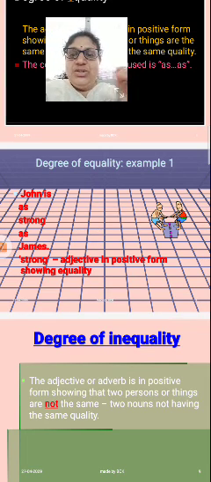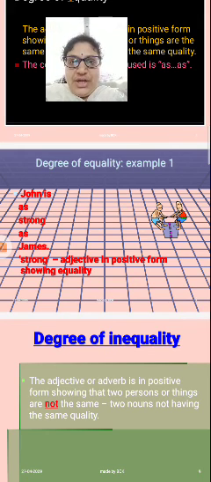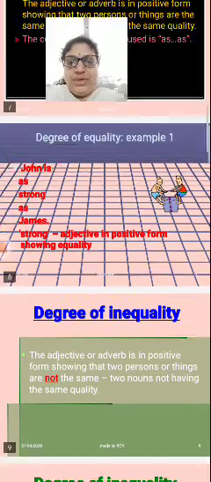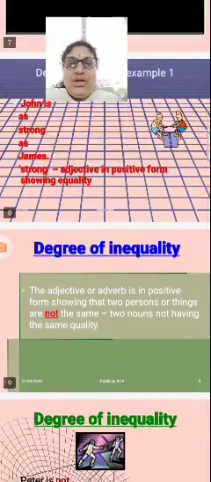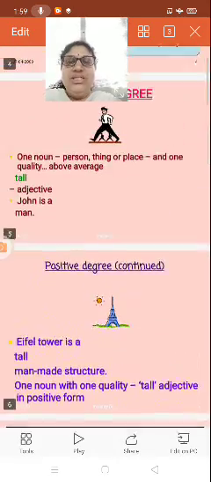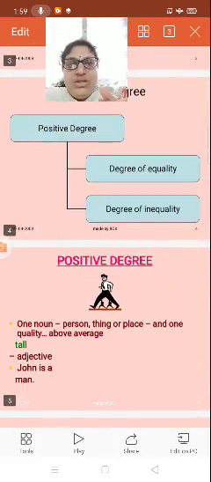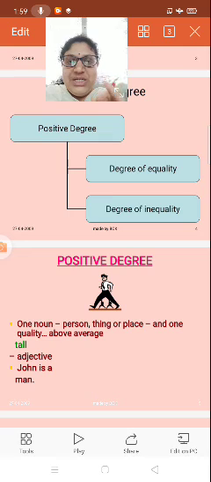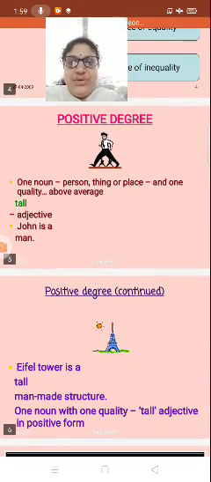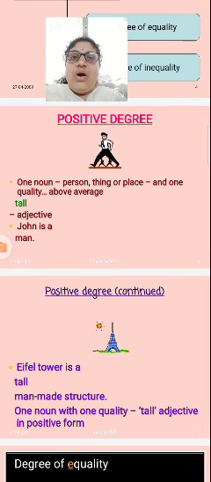John is as strong as James. Yes, strong is the adjective in positive form. So equality, I think you have understood. The positive degree also has two types: one is the degree of equality and one is the degree of inequality. So positive degree: one noun, person, thing or place, and a quality, whatever it may be.